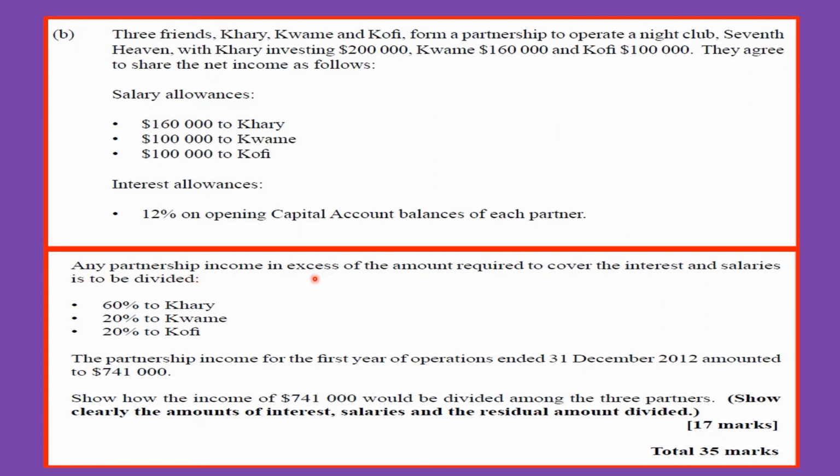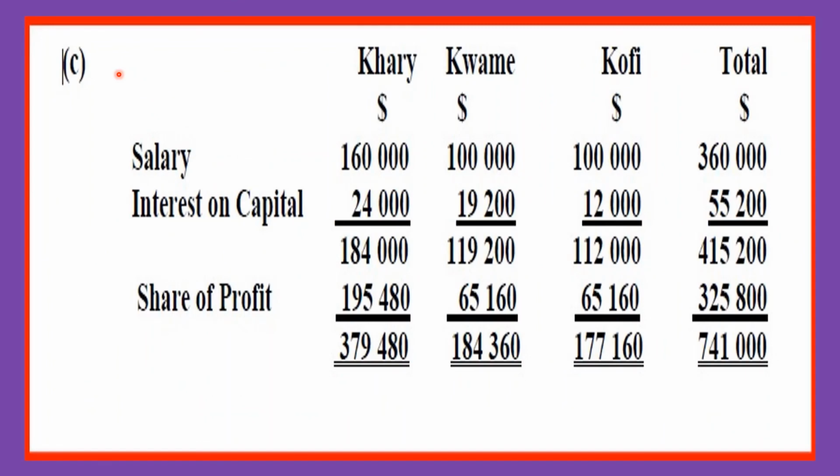Any partnership income in excess of the amount required to cover the interest and salaries is to be divided 60% to Kari, 20% to Kwame, and 20% to Kofi. The partnership income for the first year of operations ended 31st December 2012 amounted to 741,000. Show how the income of 741,000 would be divided among the three partners. Show clearly the amount of interest, salaries, and the residual amount divided. 17 marks. Part C, the answer.